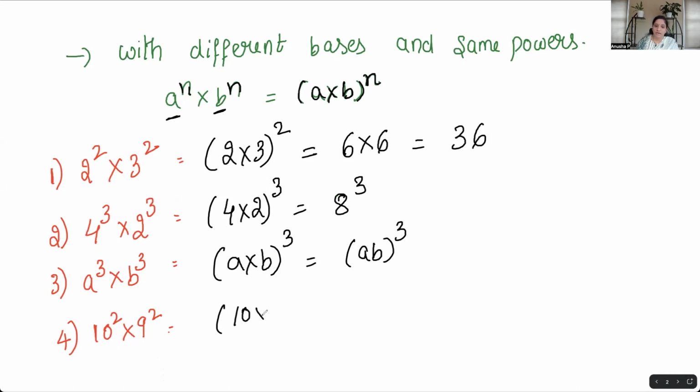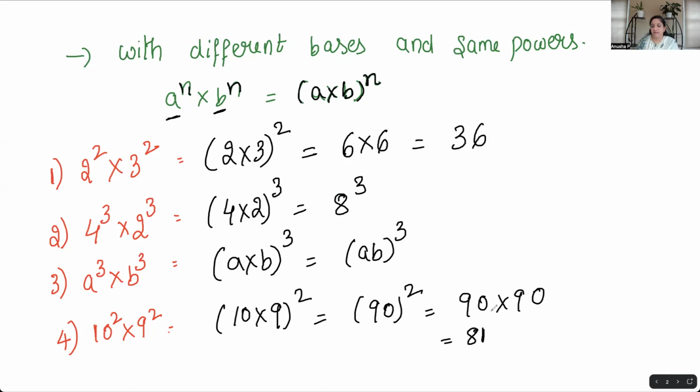Now, in the fourth example, it is 10 square and 9 square. So we have to do 10 times 9 whole to the power of 2. 10 times 9 is 90 to the power of 2, which is nothing but 90 times 90. 9 times 9 is 81, and we have two zeros, so we can keep 8100.